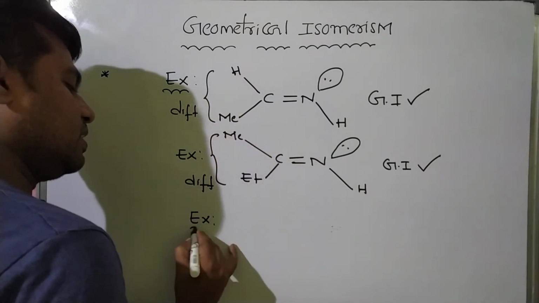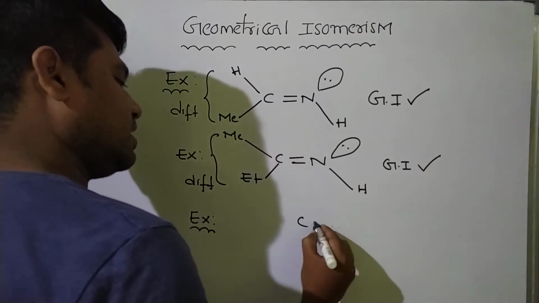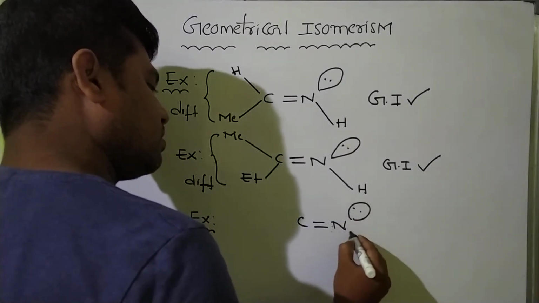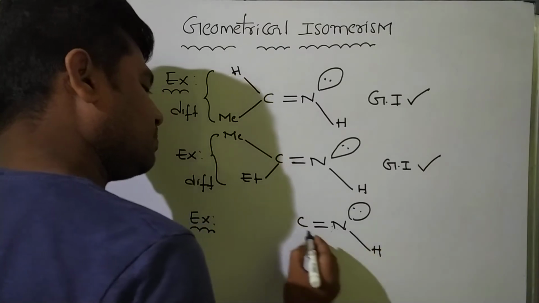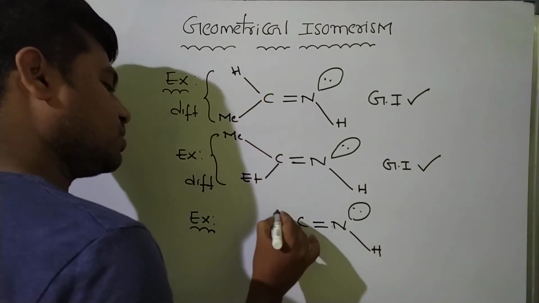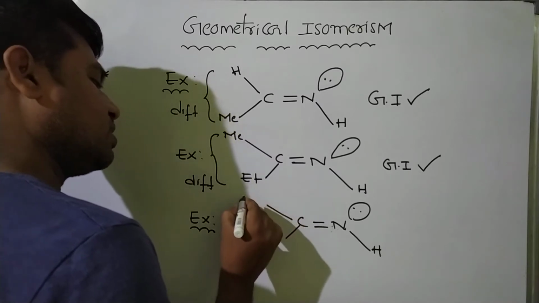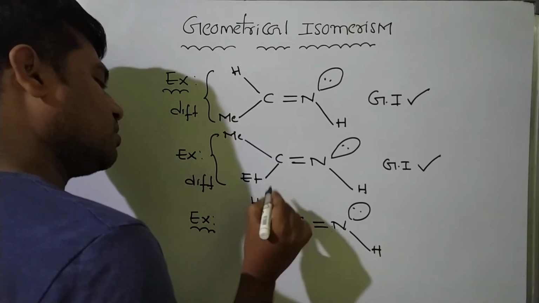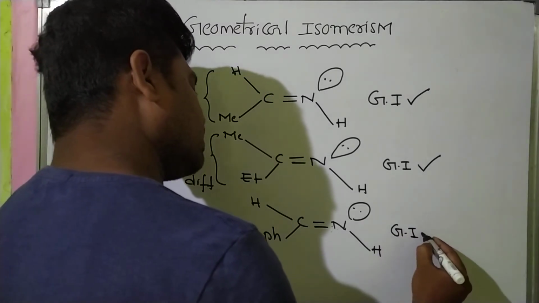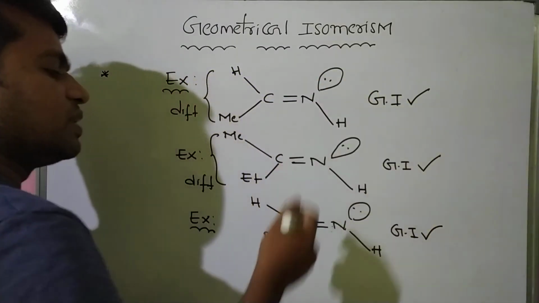Next example, C double bond N. So this is hydrogen atom. Here benzene ring means Ph. So this is some hydrogen. This also exhibits geometrical isomerism. Please note, students.